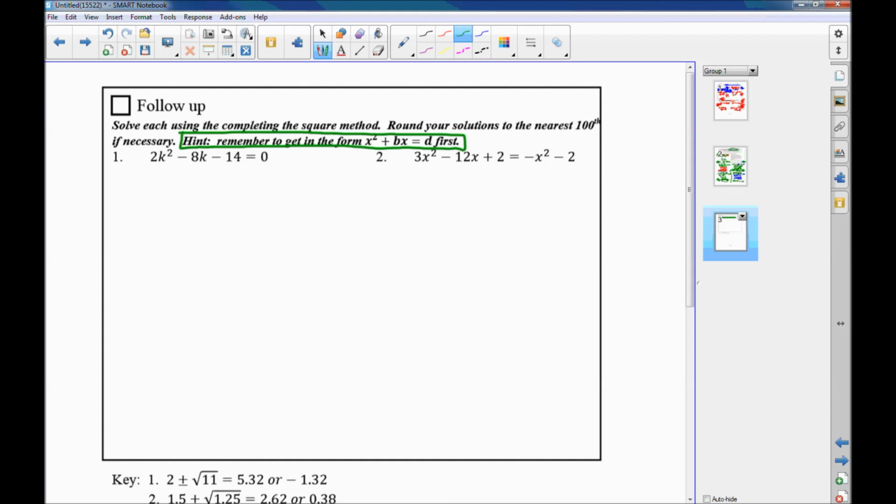And your second one, you got a lot more work to do. You got to get this x squared over here. Okay, and then you got to move the 2 over there, and then you got to divide everything to make sure we have a 1x squared. Okay, so take some time and do these. Go back and watch the completing the square method if you need to.